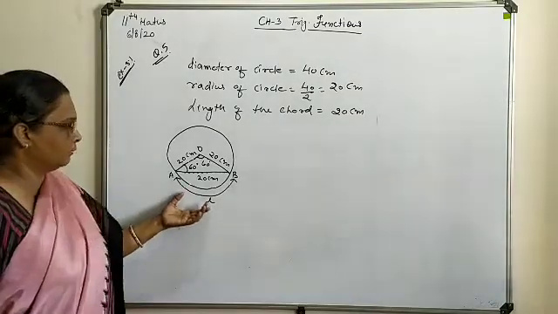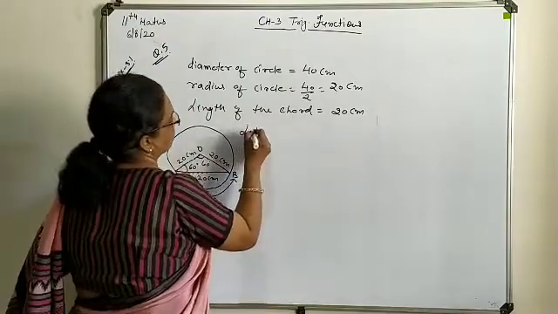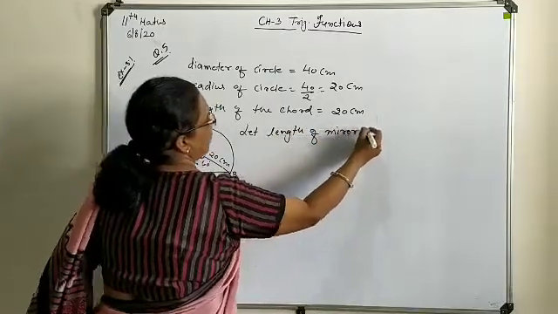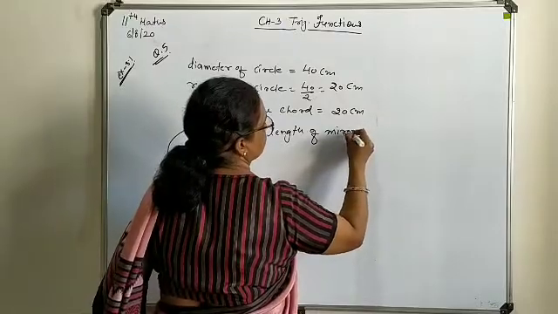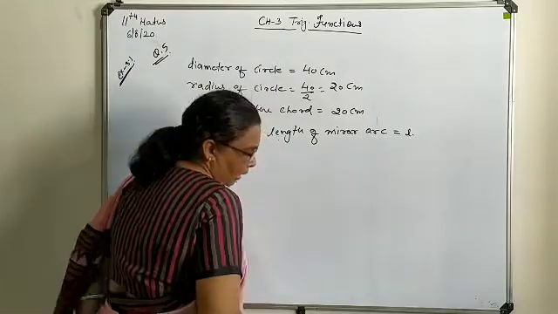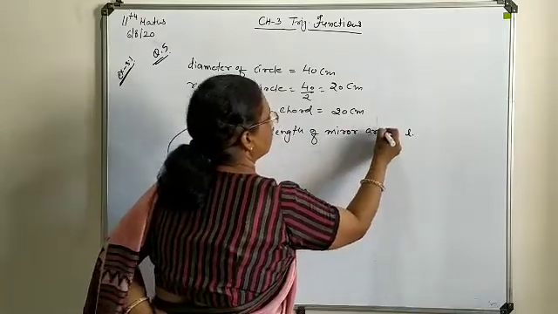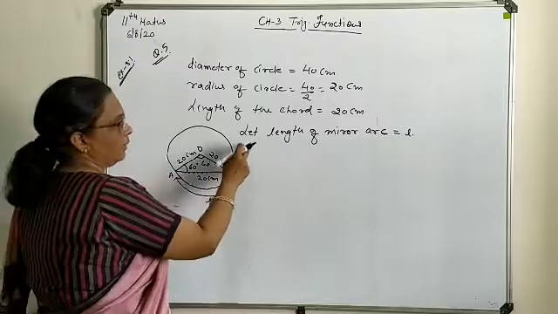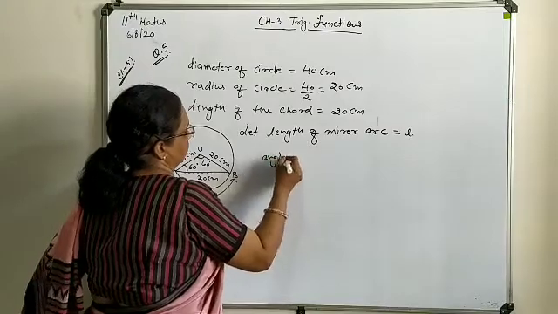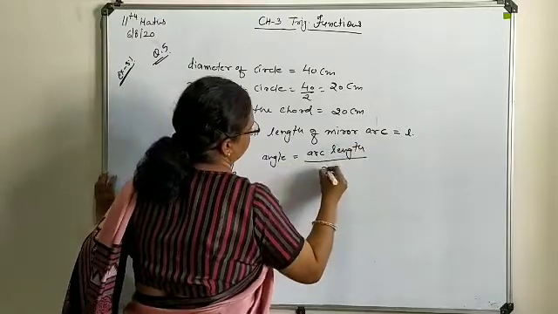Here we suppose that the length of the minor arc is small l. So let the length of the minor arc be equal to L. Now what is to be found here is the length of the minor arc. So the angle is equal to arc length upon radius.